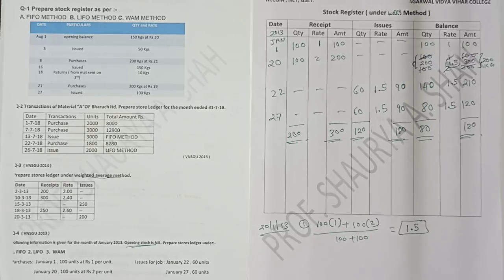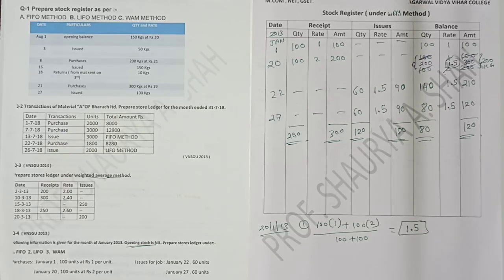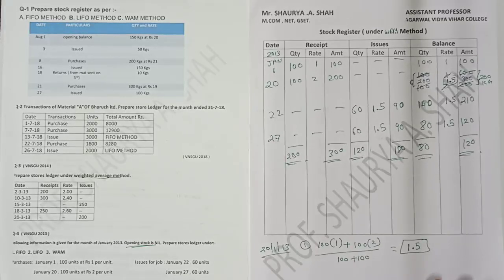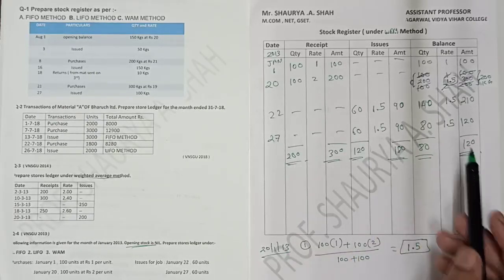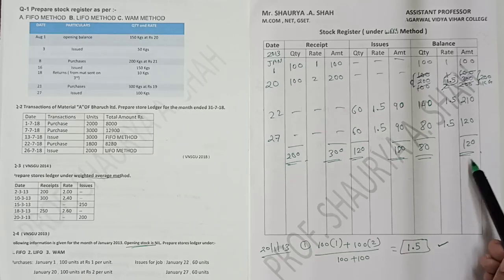I hope it is clear to each and every student, right? So here, as such, transactions were less. After your issue, no new receipt was there. So your final answer remains the same, only one calculation was there. Is it clear? So quantity remains the same in each and every method, but the only change will come in, again we can say, the balance amount. I hope it is clear to each and every student, right?